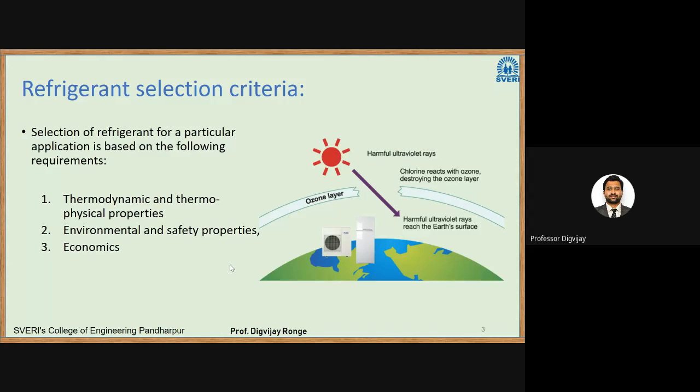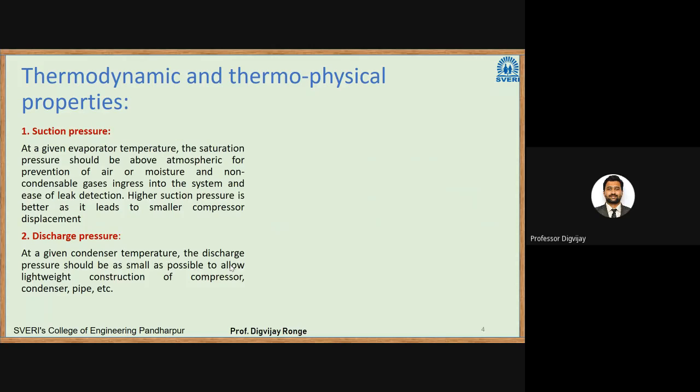So quickly I will take the revision of thermophysical properties. First was suction pressure. So suction pressure should be as high as possible. Okay, so it should not be lower than the atmospheric pressure. In case of discharge pressure, it should be as small as possible. Okay, so it allows the lightweight construction of the compressor, condenser, pipes, etc.